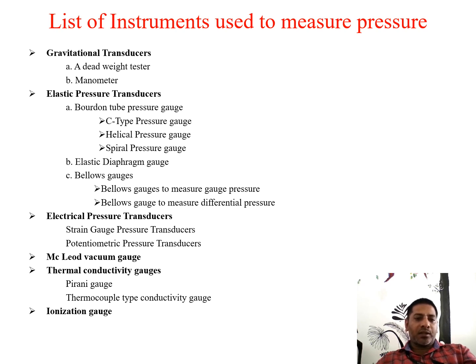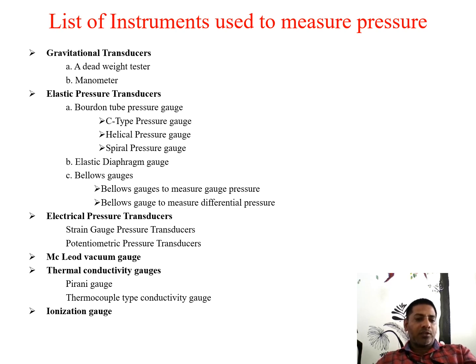Next, there is a list of instruments used to measure pressure. First, there is the gravitational transducer. Under the gravitational, we see the dead weight tester and manometer. Under the elastic pressure transducer, there is the bourdon. From the bourdon, we have three types: C-type pressure gauge, helical pressure gauge, and spiral pressure gauge. Next, we see the details about the C-type, helical, and the spiral. Also included are the elastic diaphragm gauge and the bellows gauges. From the bellows, there is a bellows gauge to measure the gauge pressure, and a bellows gauge to measure the differential pressure also.